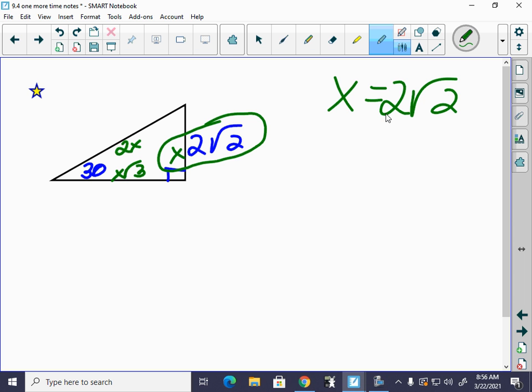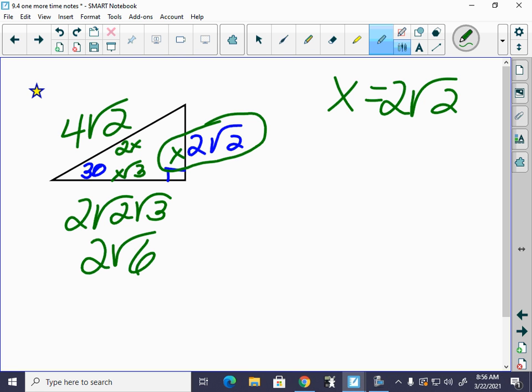To double it, you just multiply the outside number by 2. That's what you just asked. And then down here, it would be 2 square root of 2 square root of 3, because you just throw on the square root of 3, which is 2 square root of 6. And that's tough.